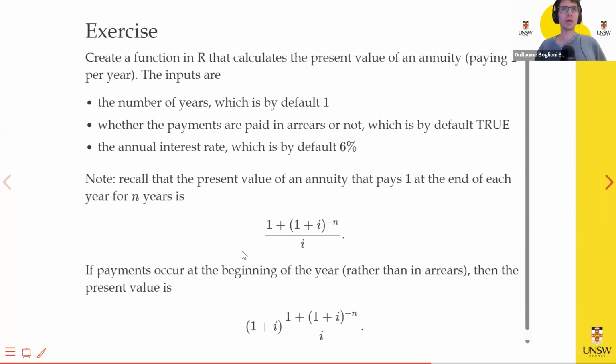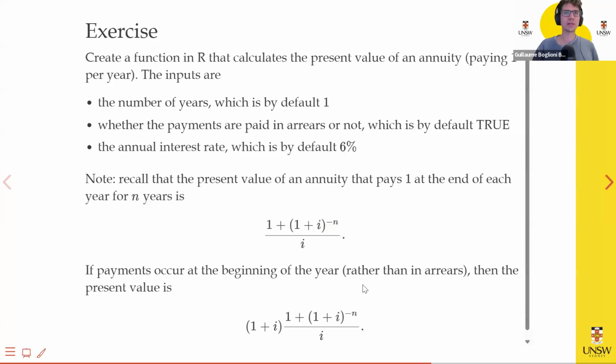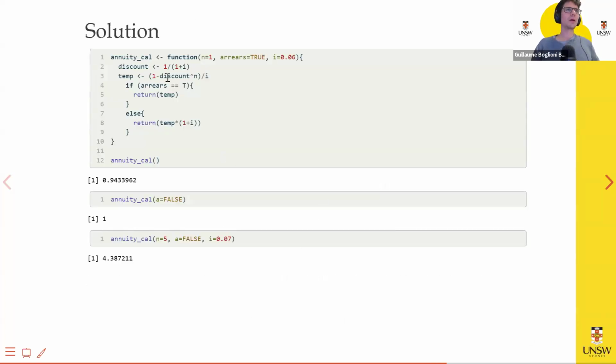I think there's a mistake here, right? Because it should be 1 minus. Yeah, this should be minus. Because the annuity, this is actually correct, right? This is correct, and this is incorrect. So I'll fix this in the slides later. So sorry about that, but this is the correct formula.